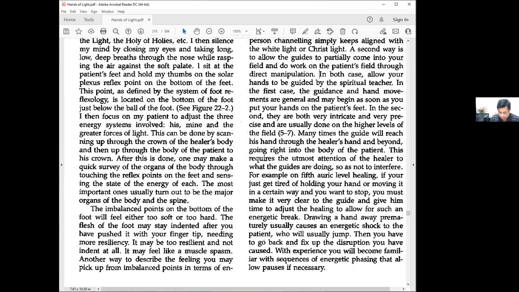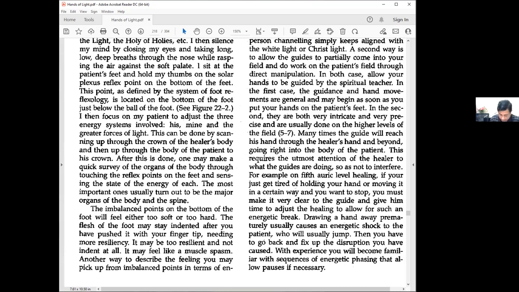Many times, the guide will reach his hand through the healer's and beyond, going right into the body of the patient. This requires the utmost attention of the healer to what the guides are doing so as not to interfere. So this can also be something like psychic surgery, where the guide's hand is actually going into the body of the patient to heal the patient. And sometimes you can actually see physical manifestation of this also, like John of God, and there are many people in the Philippines who practice this process of healing.